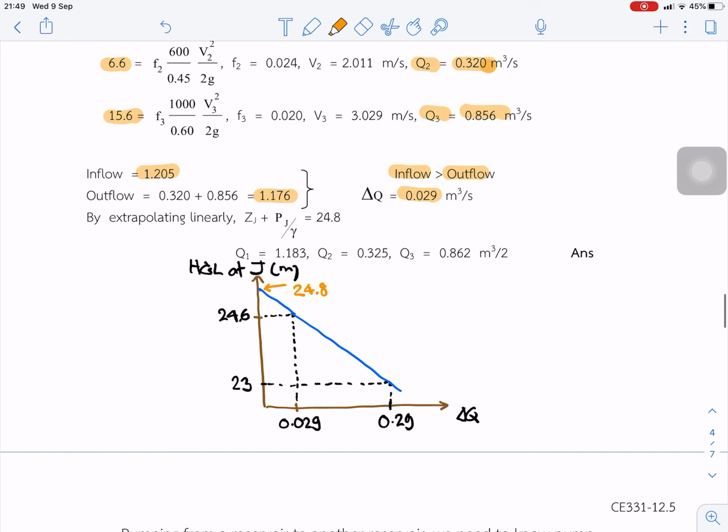Next we can try more than this, but we can use linear extrapolation to find it. Assume we have 2 points. The first point we know delta Q and this elevation, and the next point we know that delta Q is 0.029 and this elevation. So we can assume a linear relationship, plot the curve and extrapolate to get this point, so the hydraulic grade line at the junction should be 24.8.